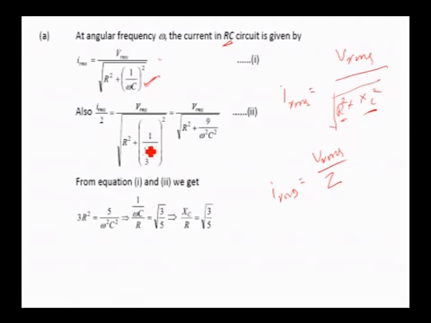Suppose that omega is reduced to omega by 3, then current gets reduced to IRMS by 2. Simplifying this, you get another equation, equation 2. Solving equation 1, that is omega for current IRMS, and omega by 3 for current IRMS by 2, if you substitute them, you finally get the ratio of XC by R is root 3 by 5. The only thing is writing the two equations for omega current IRMS, for omega by 3 current IRMS by 2. Simplify them, finally you get XC by R as root of 3 by 5.